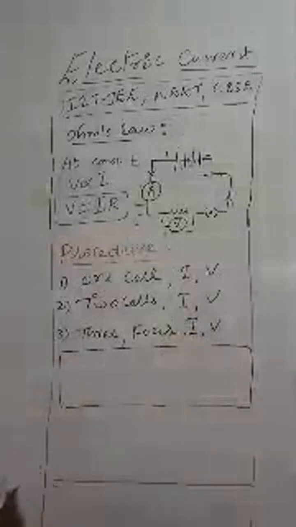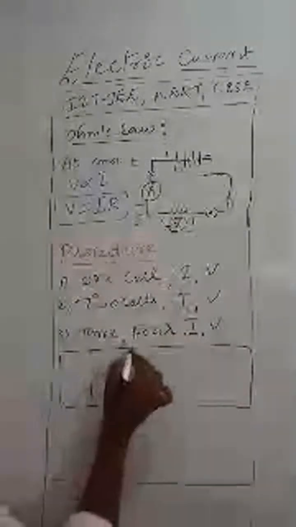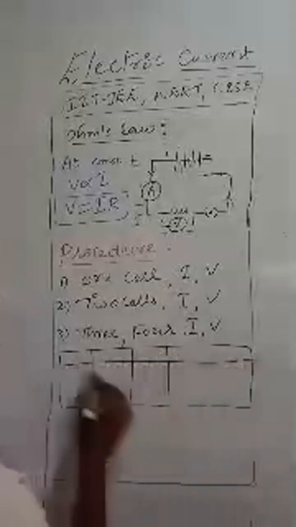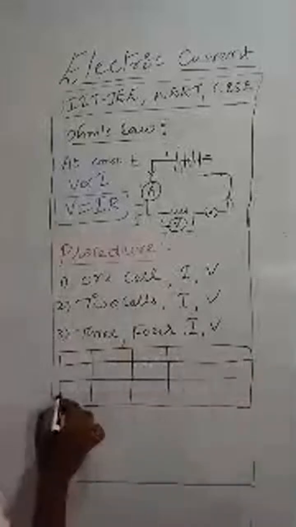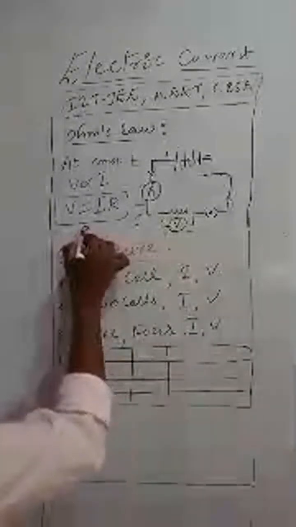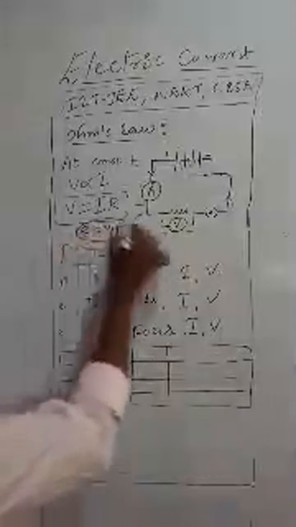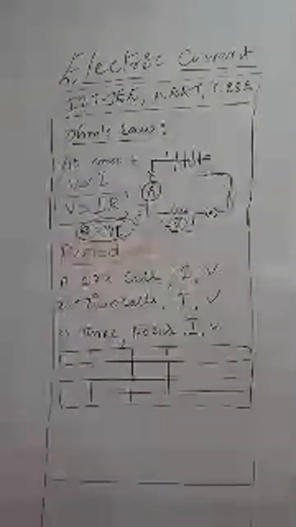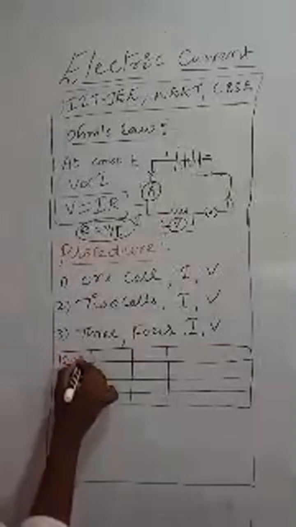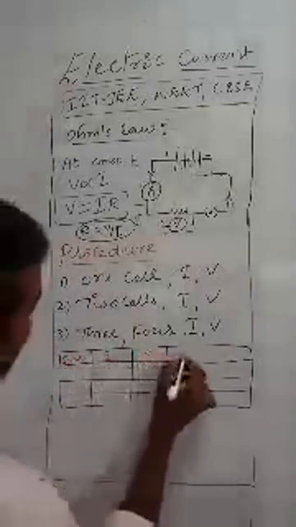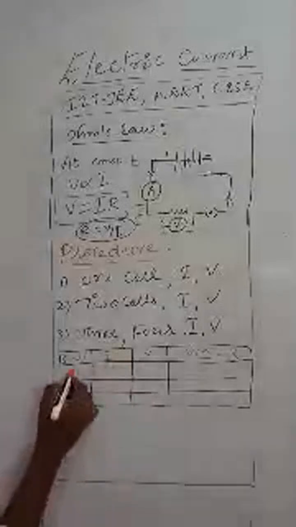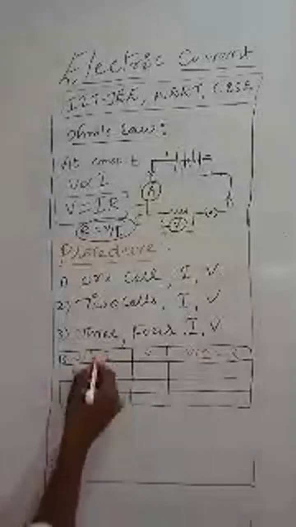Then you have to draw the tabular form. What is the tabular form? Serial number, electric current from the ammeter, and V by I. We know V equal to IR, so R equal to V by I. In the table you can consider serial number, ammeter reading, voltmeter reading, and V by I, that is nothing but the R value. We have to mention this in tabular form: 1, 2, 3. Here also, how many cells do we have to consider?